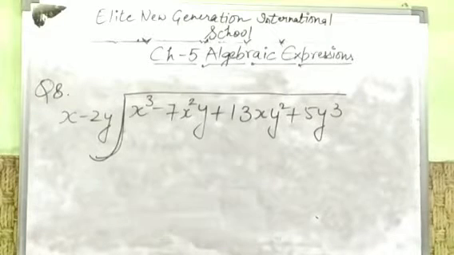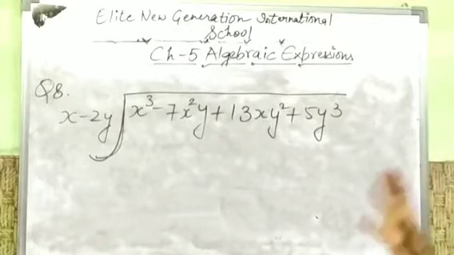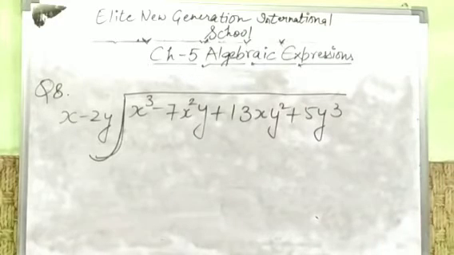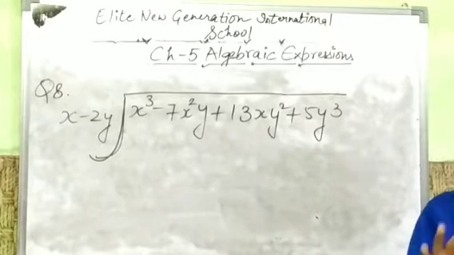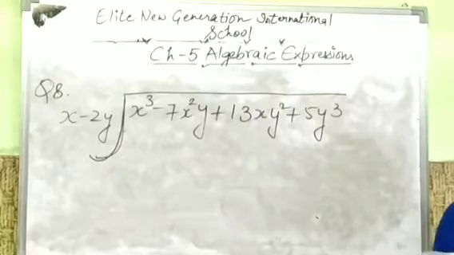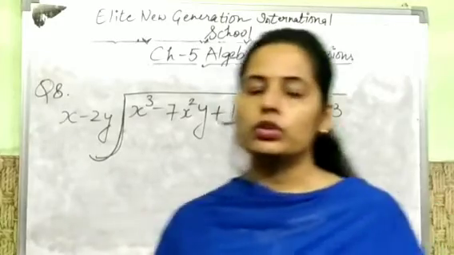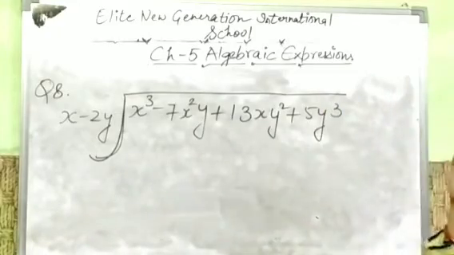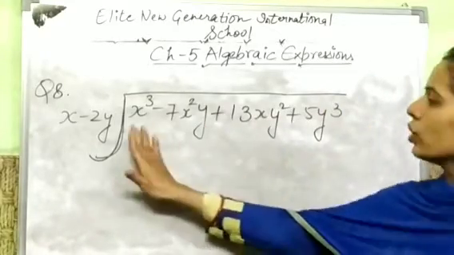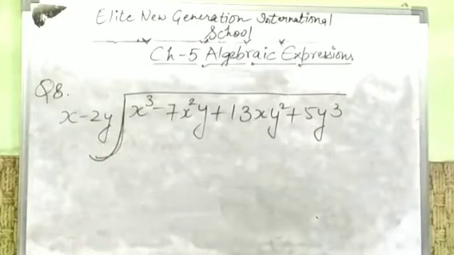In all these questions of exercise 5G, all the polynomials are written in standard form. But whenever it is not written in the standard form, then you need to first write it in the standard form. Okay. So now here we need to divide this polynomial by this divisor, this polynomial as well.